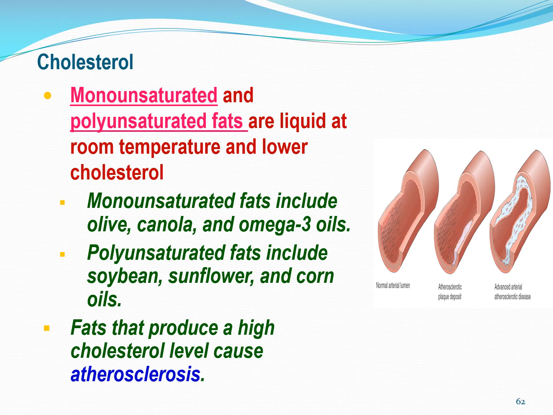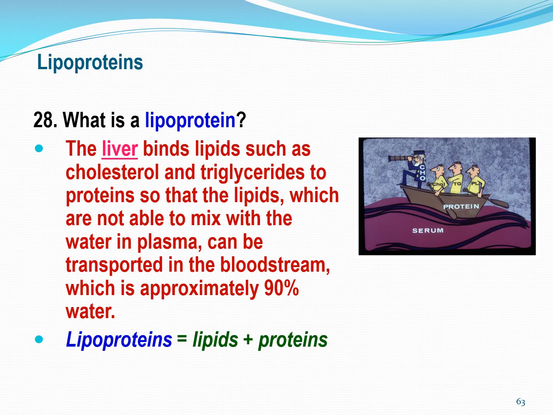Then fats that produce a high cholesterol level cause atherosclerosis, okay? And you see that picture, the one over to the far left is a healthy vein or artery that is clean on the inside, and then we see the buildup that starts to be in there, and that's how we can have blocked arteries. It can lead to heart attacks and strokes.